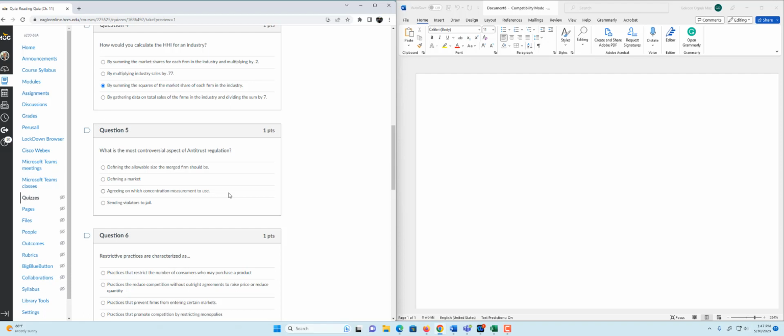Question 5. What is the most controversial aspect of antitrust regulation? It's actually the market. Defining the market is the most controversial aspect because now with the increasing globalization, firms are facing more competition, and sometimes a firm could be seen as a monopoly, but if you broadly define the market, then the firm's market share drops down. So for that reason, defining a market is the most controversial aspect of antitrust regulation.